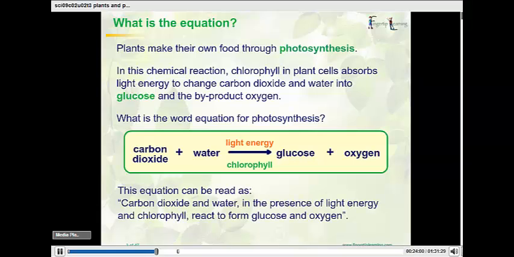We can read this as follows: carbon dioxide and water in the presence of light energy and chlorophyll react to give us glucose and oxygen. Because if we didn't have light energy and chlorophyll, then these products would not be what we would get. We wouldn't get these.